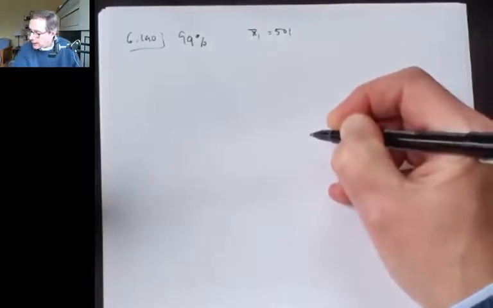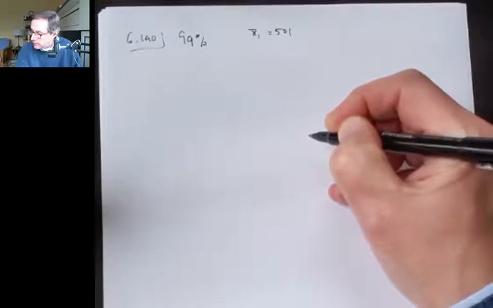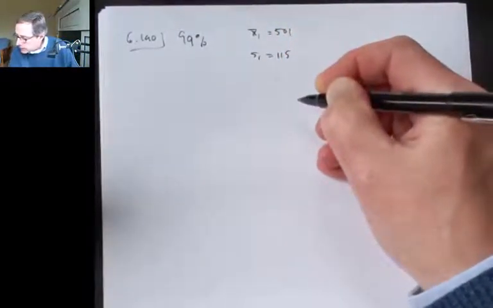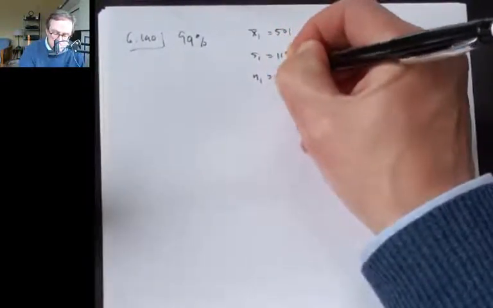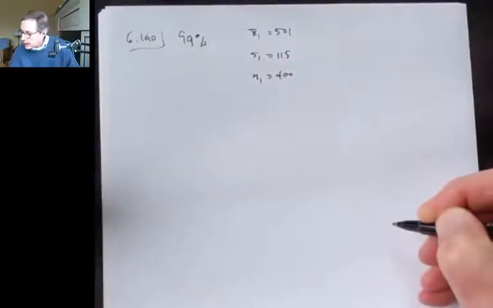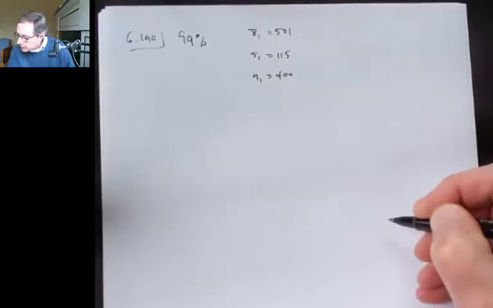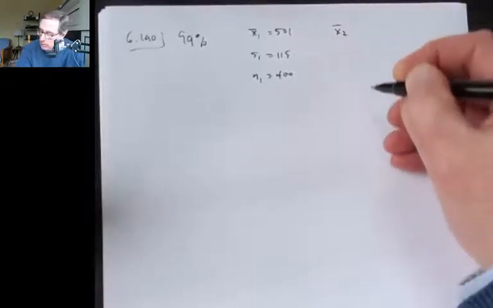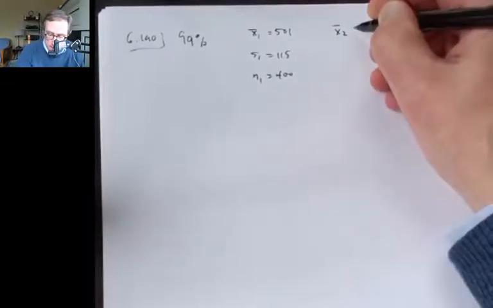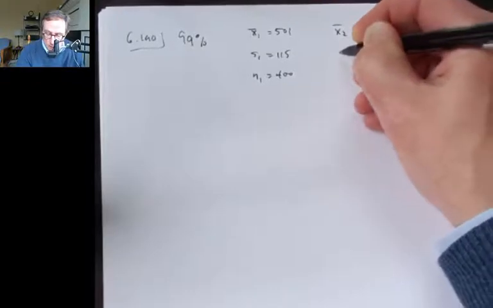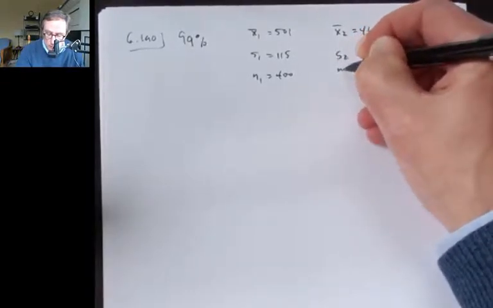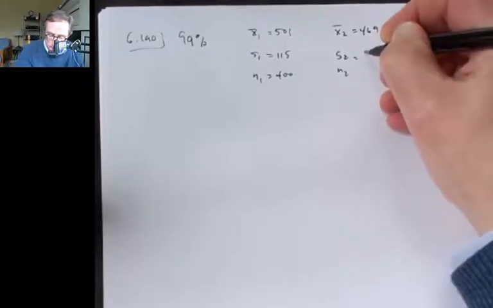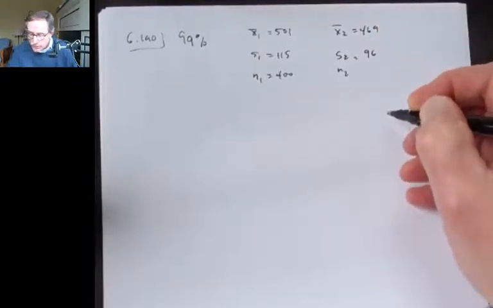S1 is 115 and N1 is 400. I think I copied those down wrong. Boy, it'd be bad if I started out with the wrong numbers. I got it right. Okay, and then X2 bar is 469, S2 is 96, and N2 is 200.